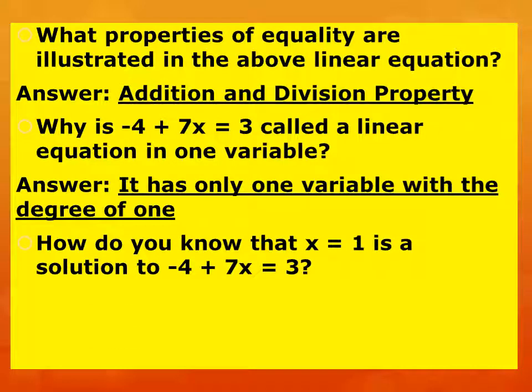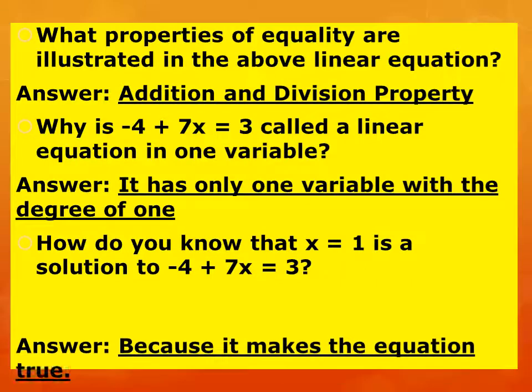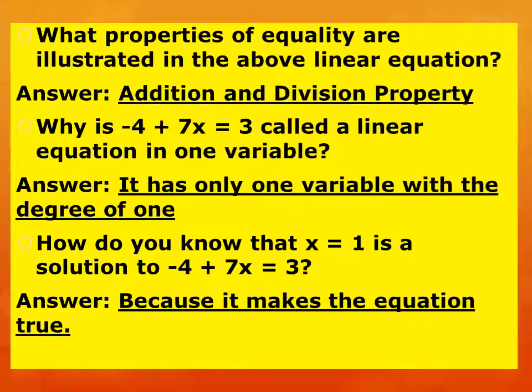How do you know that x is equal to 1 is a solution to negative 4 plus 7x is equal to 3? So the answer, because it makes the equation true if we substitute 1 for the value of x.